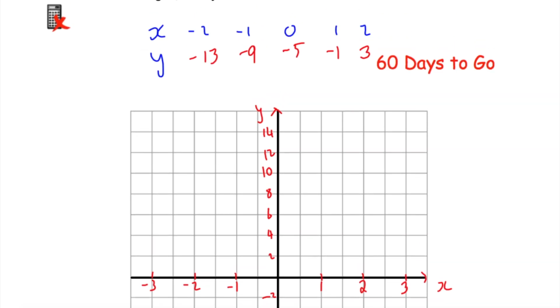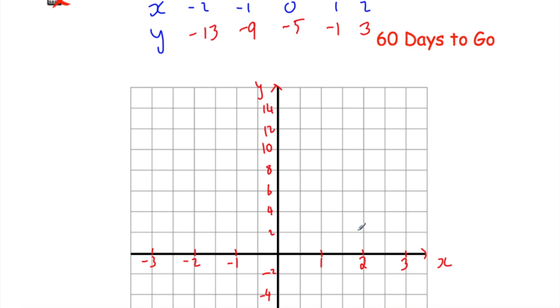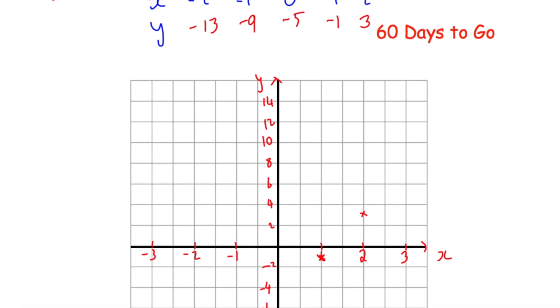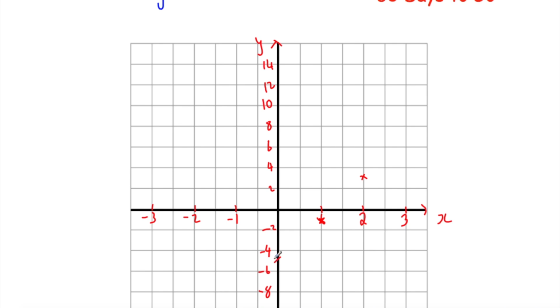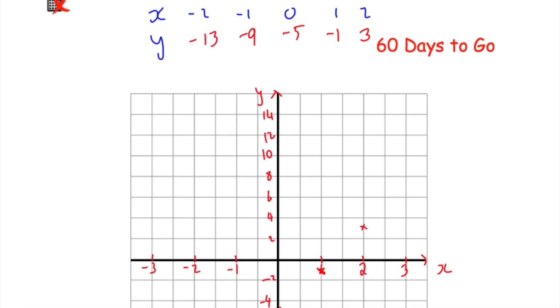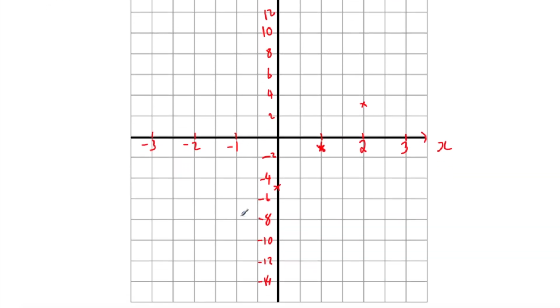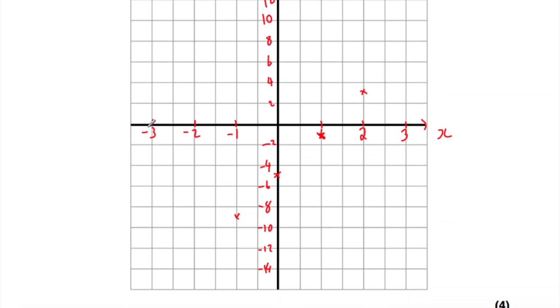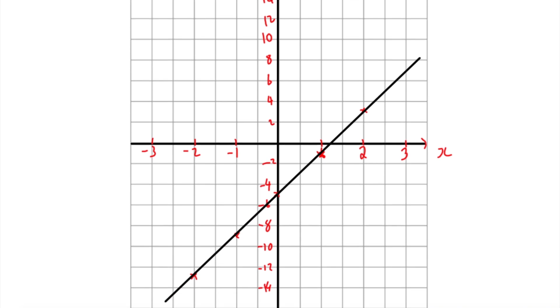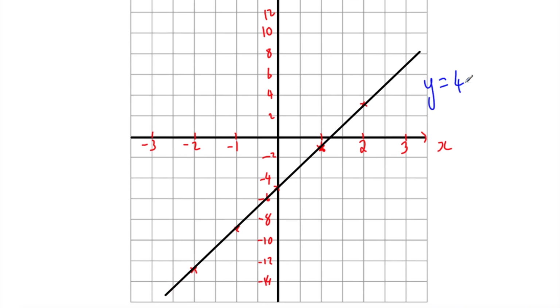Okay, so our first point is 2 across 3 up, so 2 across 3 up would be here. Next, 1 across 1 down, so 1 across 1 down would be there, in the middle of that 1 there. 0, -5 would be there. Next, we've got -1, -9, so -1, -9 will be here. And then -2, -13 would be there. So we've plotted our points, now we just need to get a ruler and draw a nice straight line through them. And that's it, we've drawn the line of y equals 4x minus 5.